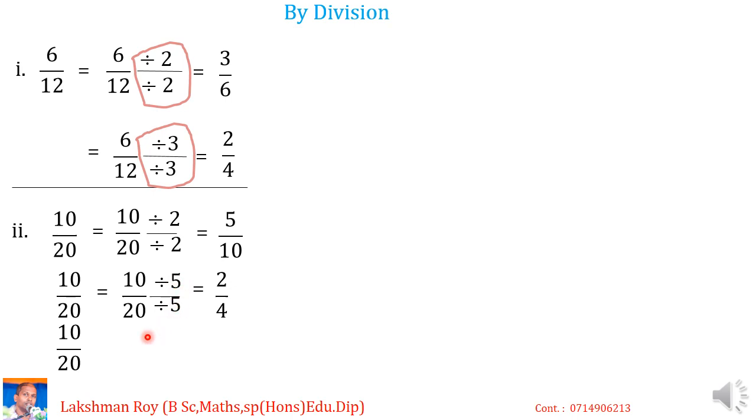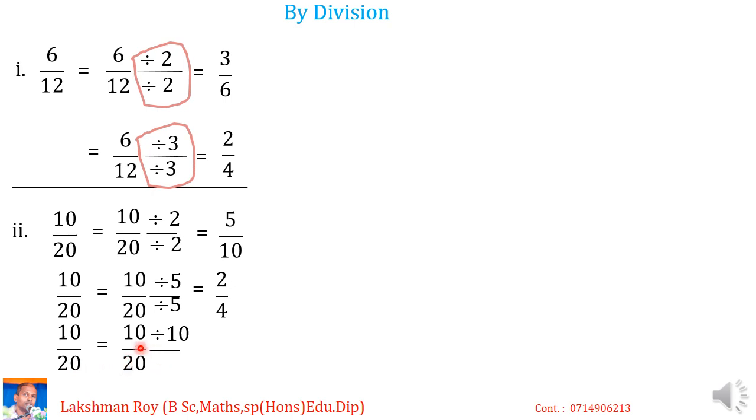Then you can select number 6, right? 10 can't divide by 6. So can't select 6. 7 can't. 8, 10 can't divide, right? So both can't divide. So 9 can't. 10, 10 can divide by 10. 20 also can divide by 10. So that means you can select number 10, right?